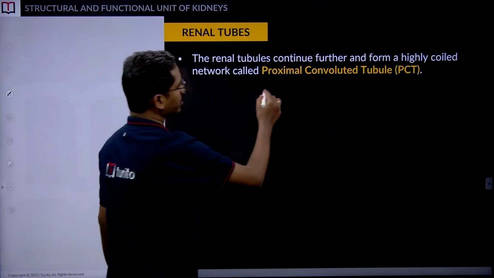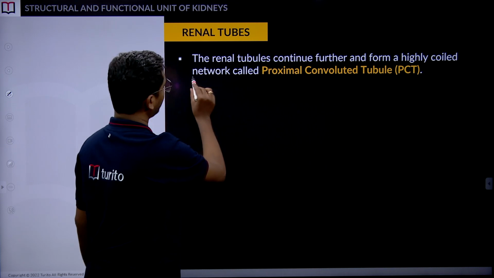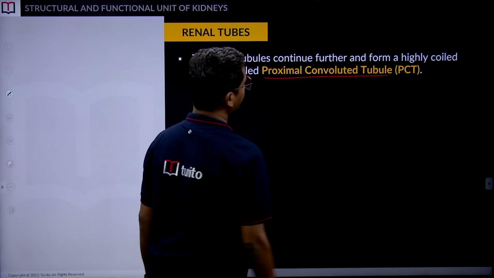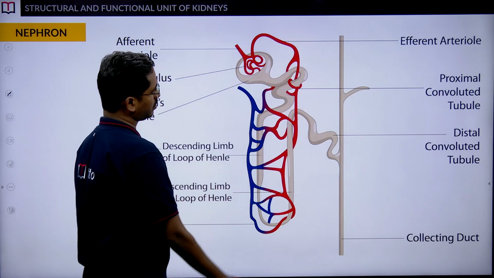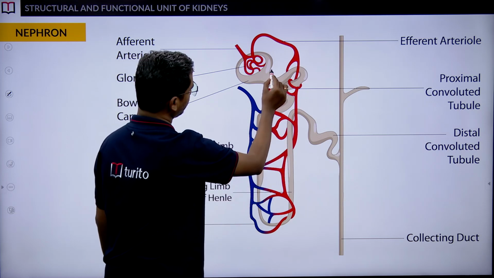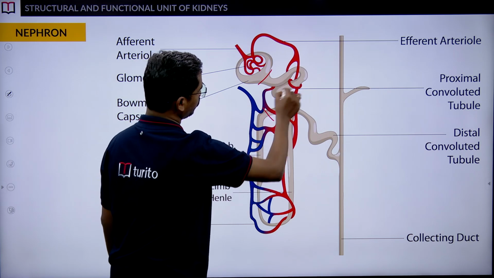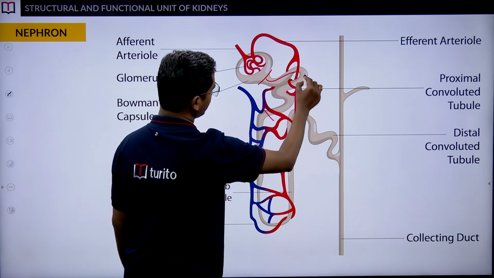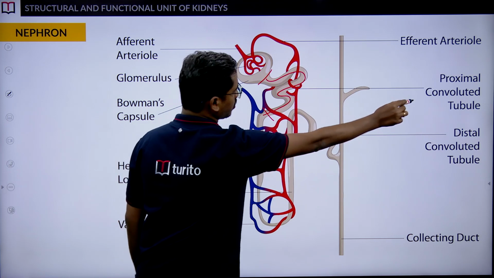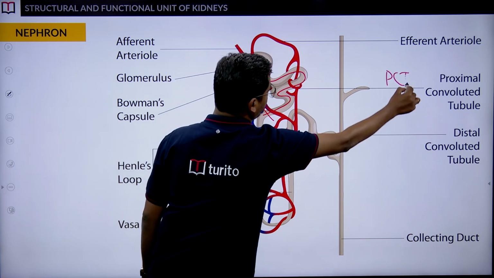The renal tubules continue further and form a highly coiled network called the proximal convoluted tubule. So, you see, this is the renal tubule, it continues further and it forms a tubular, closed network like this, the proximal convoluted tubule, PCT.